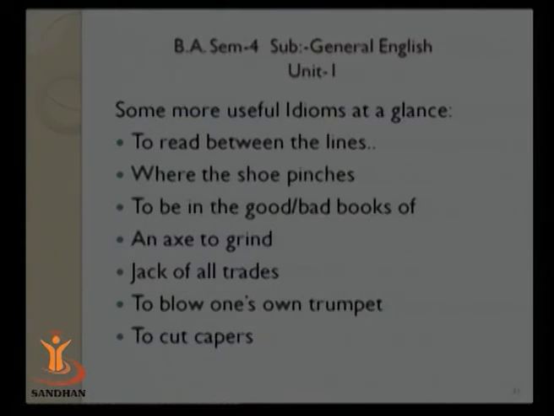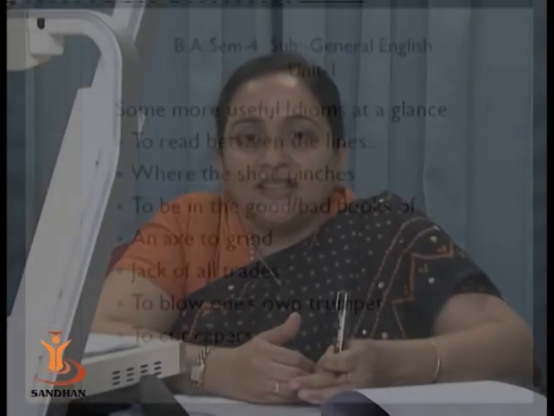Next one. Jack of all trades. These days we come across so many people who know everything. I know painting, I know spoken English, I know calligraphy, I know sketching, I know dancing, I know singing, but they are not masters of anything. Matlab, they don't acquire any art till the last. They don't do that, and that's why they become jack of all trades but master of none.